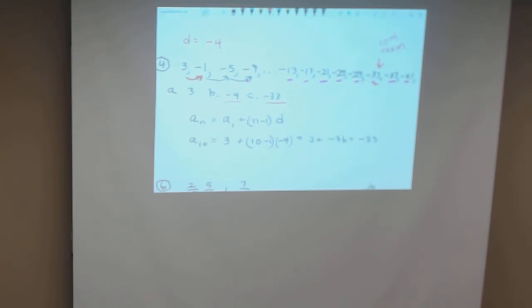Now let's check it out with the formula. A sub 10 would be 3 plus 10 minus 1 times the common difference. That would be 3, 9 times negative 4 is 36, negative 36. That equals negative 33. You follow the process? Any questions?